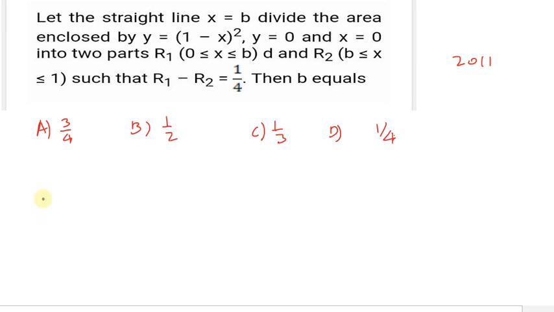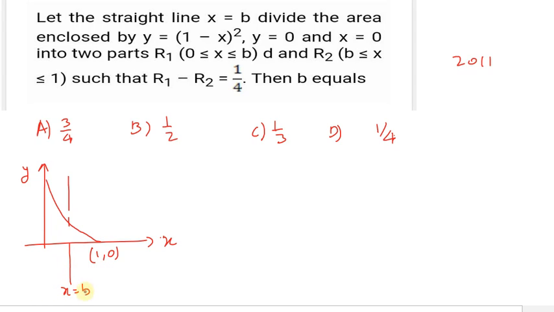The very first thing that I am going to do is consider the parabola which is given to me, with the x-axis and the y-axis. The parabola is going to be something like this. I am drawing only the part which is essential for me. So this is 1 comma 0 and there is a line x equal to b which is passing like this. So this line is x equal to b.